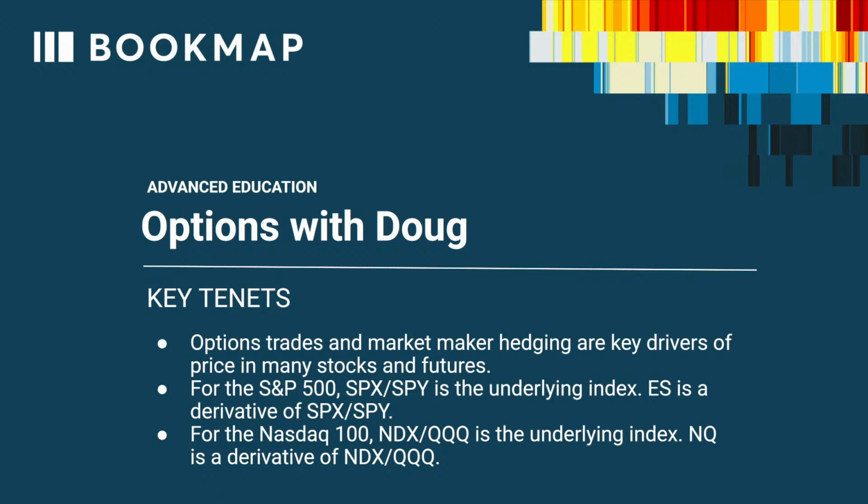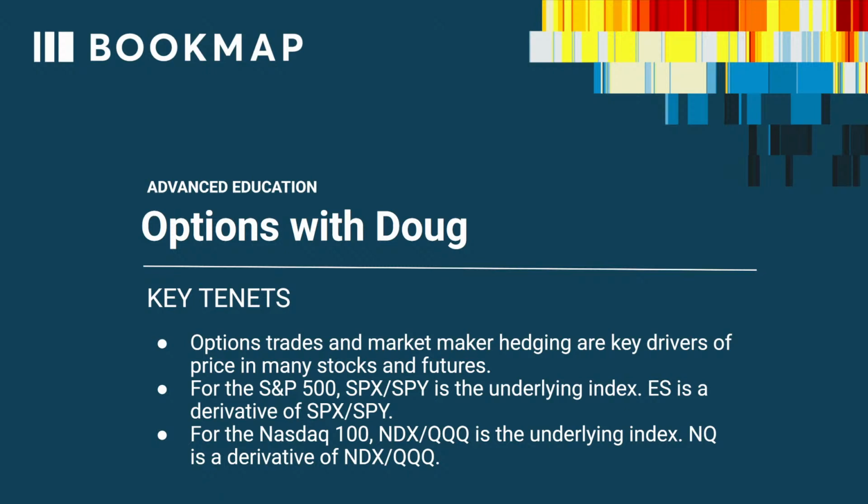And for the NASDAQ 100, NDX is the underlying index. QQQ is the much more liquid ETF version of the index. And the NQ futures contract is a derivative of NDX. And when traders buy and sell puts and calls in NDX and QQQ, market makers take the opposite side of those trades and they hedge their delta exposure with NQ futures.